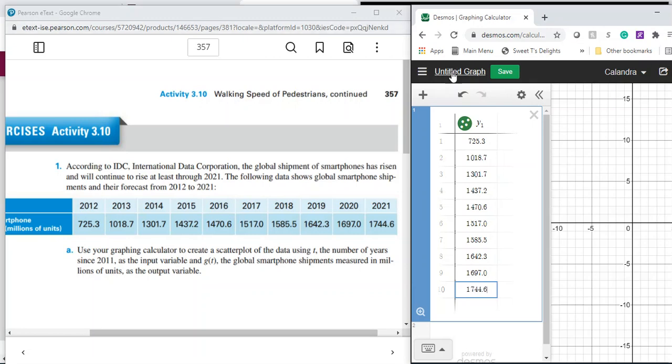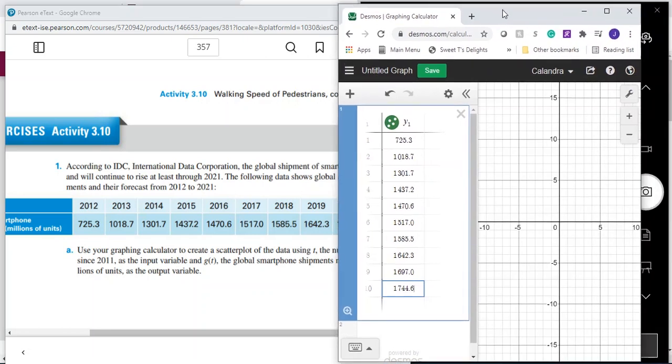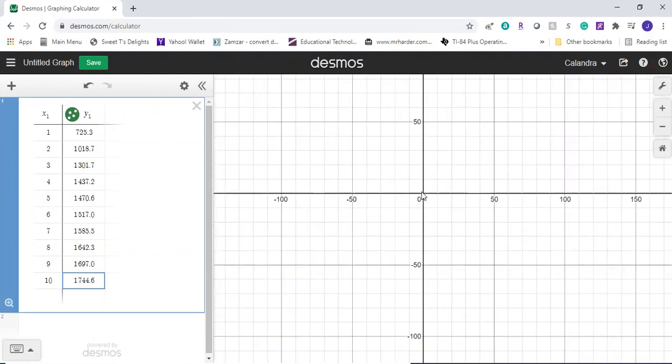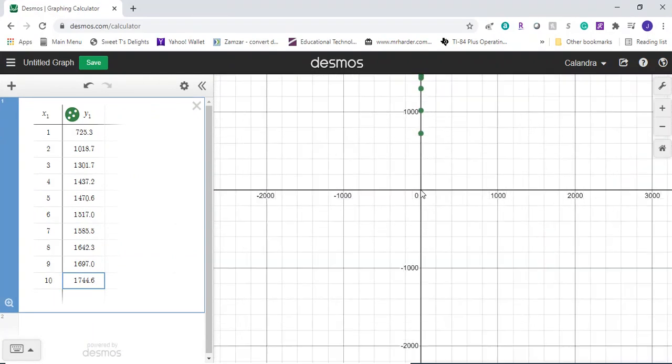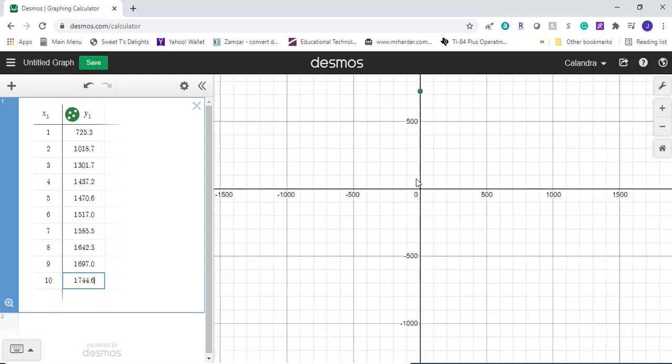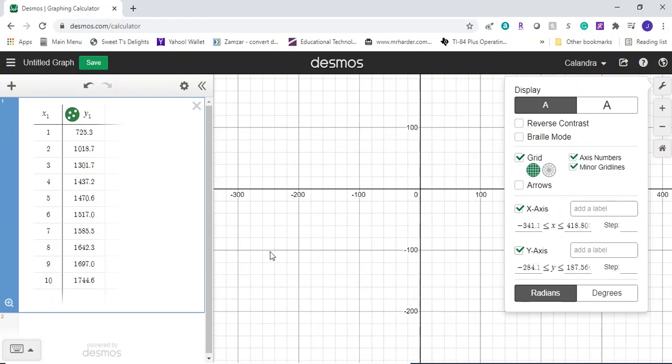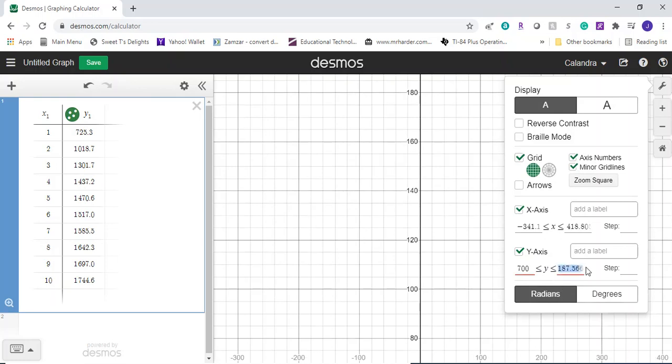Okay, now I'm going to expand this out so you can see what the graph looks like. Looks as though, yes, I'm going to have to change our Y values. So let me go back here, hit the wrench here, and we'll go down here to our Y values. You notice your Y values, the lowest is a little over 700 and the highest is a little under 1800. So what we could do with our Y axis, we can make this 700 and we could go up to, let's do 1800.